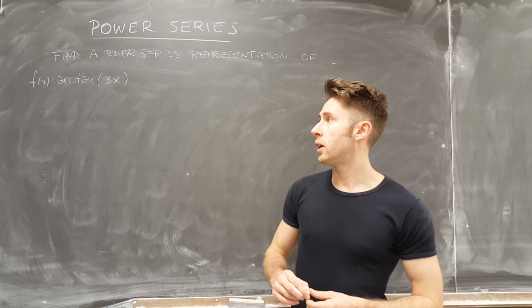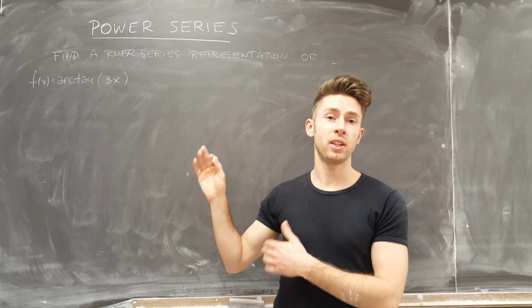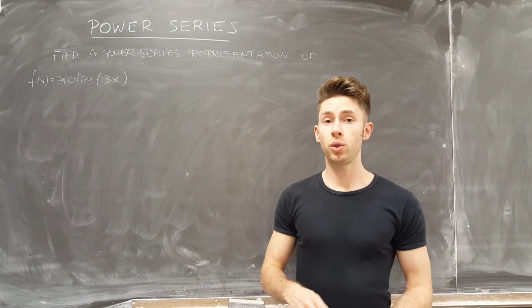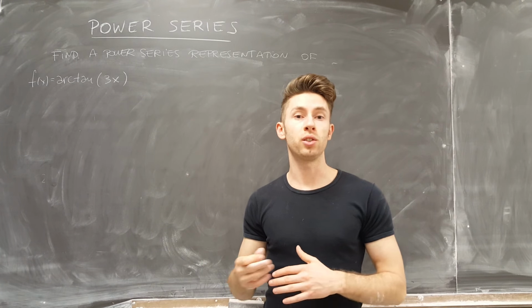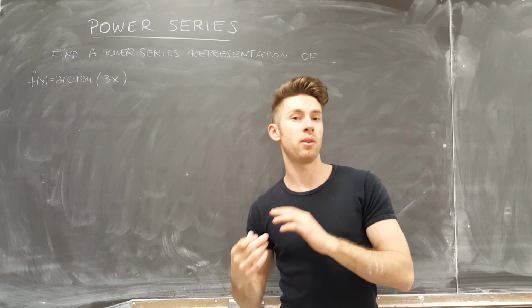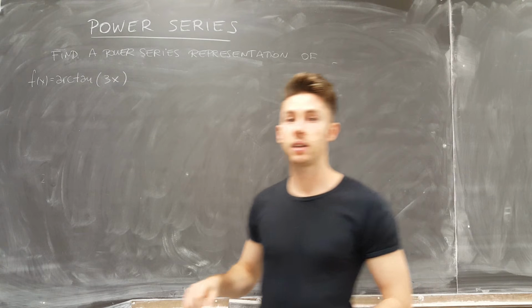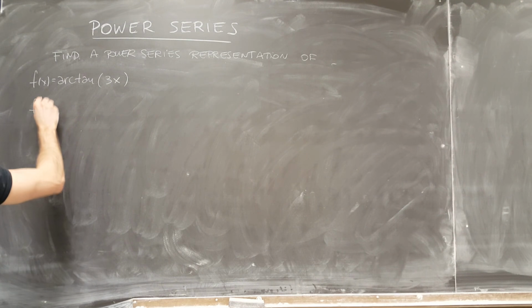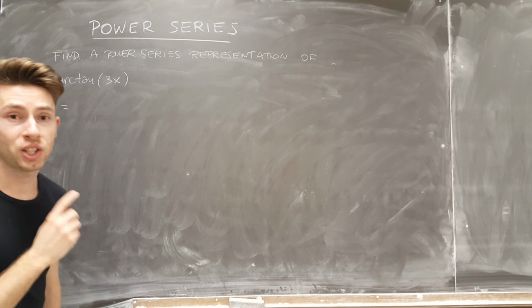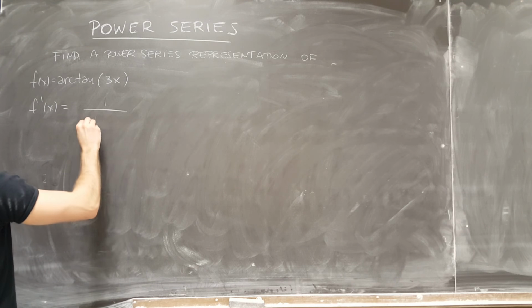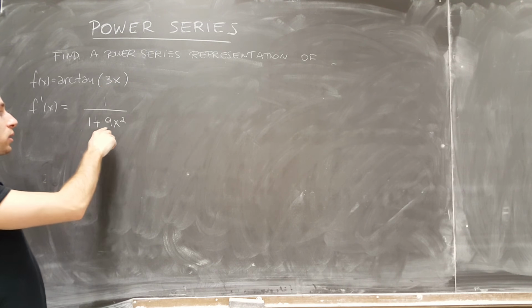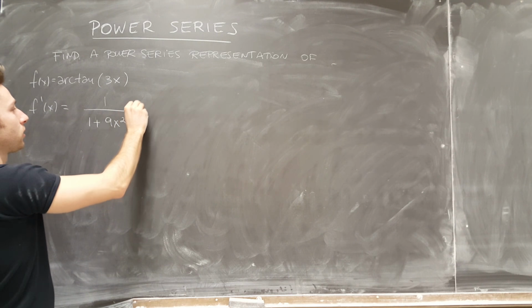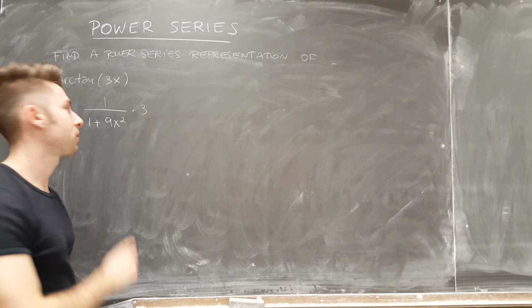So if you don't know how to express arctangent as an integral, what you could do is take the derivative and then integrate that. A function is always equal to the integral of its derivative. So let's take the derivative. By the chain rule, I get 1 over 1 plus this squared, so 9x squared, times 3, the derivative of the inside.